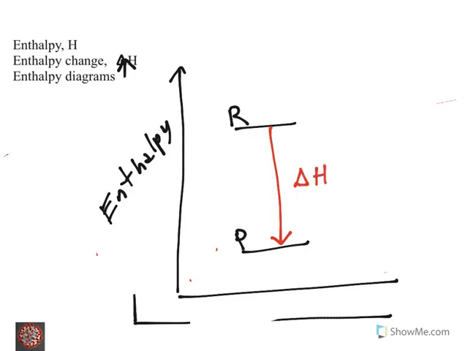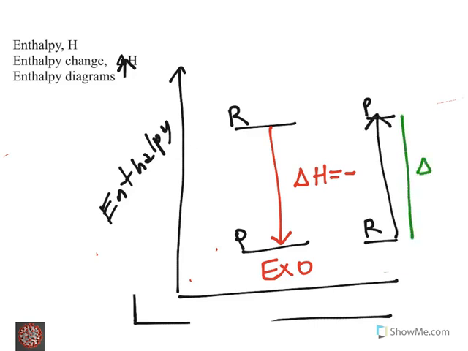So, reminder, if your reactants are up here and your products are down here, going downward this way, your delta H is going to be negative, and this is an example of an exothermic process. If your products were up here and your reactants were down here and you're going this way, well, that height difference means your delta H is going to be positive, and this is going to be an endothermic process. That's always the case. Going down, exo. Going up, endo.